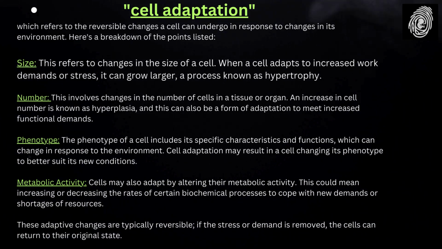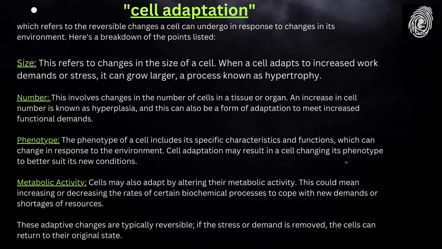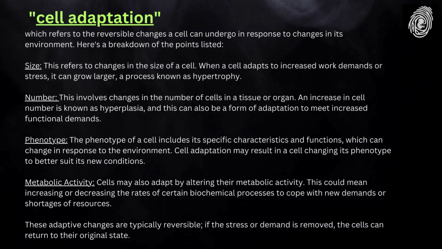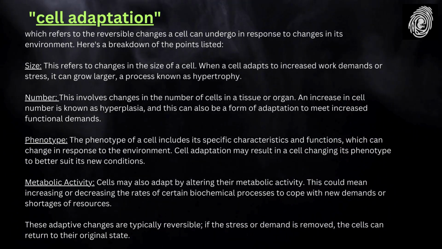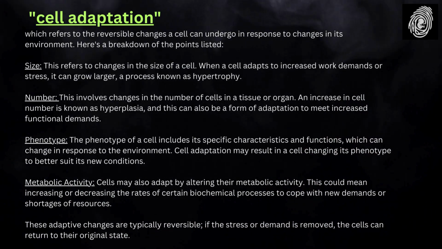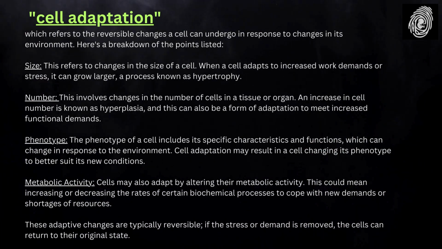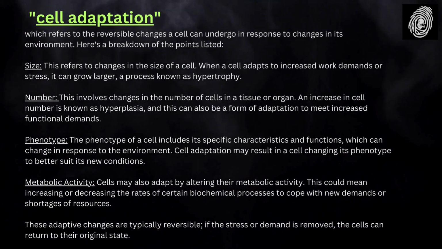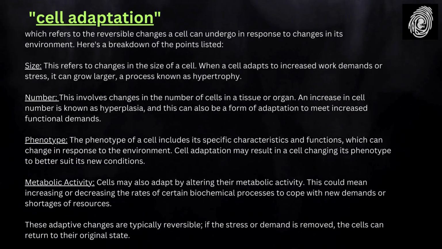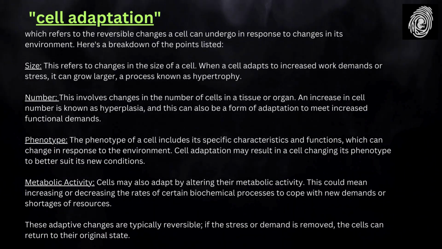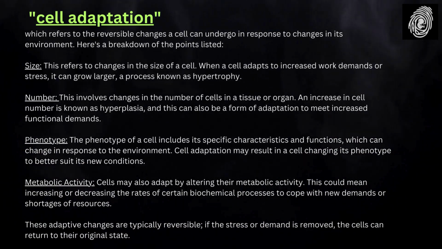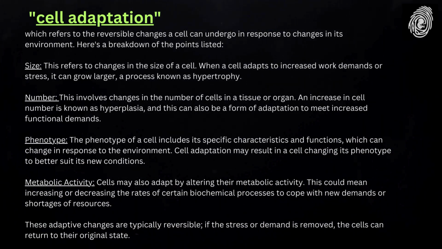Number. This involves changes in the number of cells in a tissue or organ. An increase in cell number is known as hyperplasia, and this can also be a form of adaptation to meet increased functional demands. Phenotype. The phenotype of a cell includes its specific characteristics and functions, which can change in response to the environment. Cell adaptation may result in a cell changing its phenotype to better suit its new conditions.